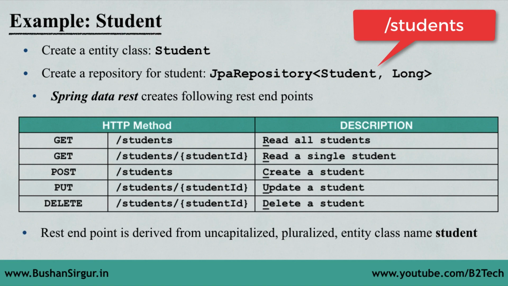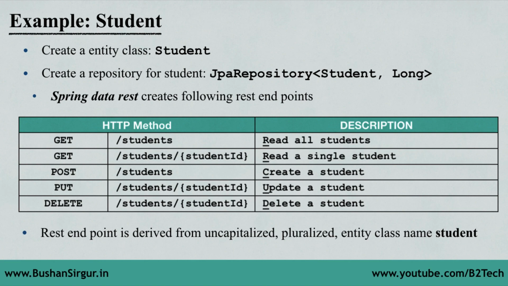For example, we have an entity named Student, that will convert it into students, which is the pluralized form of the entity name, and it uncapitalizes the first character, which means it lowercases the first character. For example, we have a Department, it will convert it into departments, and we have an Employee, and it will create employees. So this is a naming convention that Spring Data REST uses to create REST endpoints.